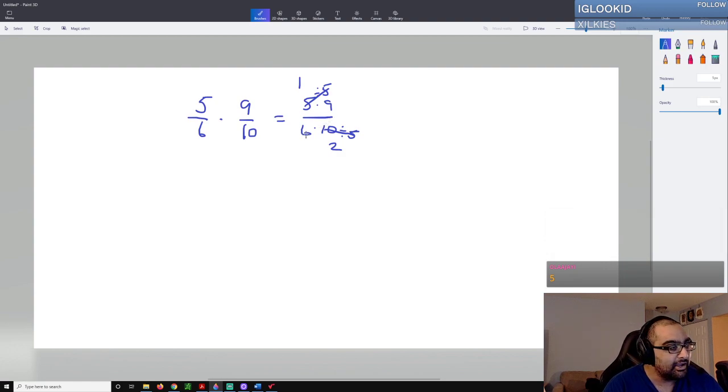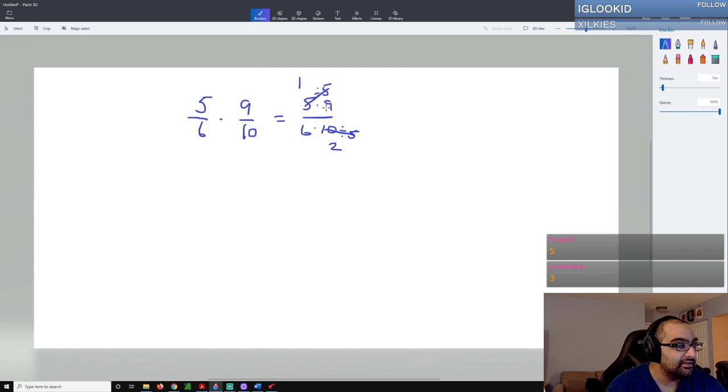How about 9 and 6? What factor is in common between 9 and 6, in other words, what number divides both 9 and 6? 3. That's right. So we're going to divide 9 by 3, and we'll divide 6 by 3. So 9 divided by 3 is 3, and 6 divided by 3 becomes 2.